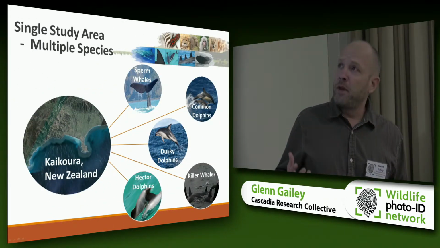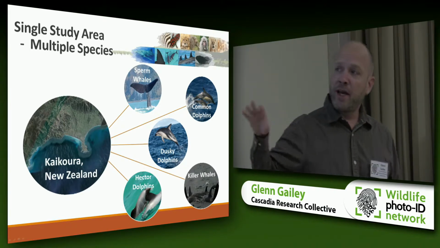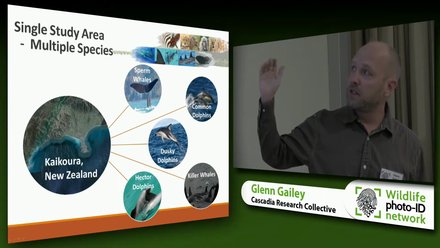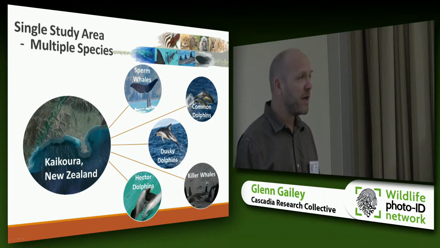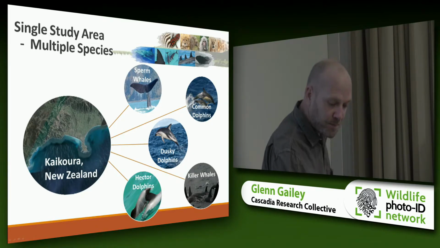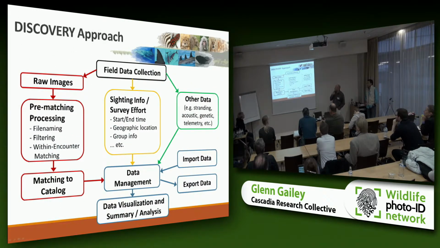But even with one single study area, for example in Kaikoura, I can go out in one day and identify 5 different species: sperm whales, dusky dolphins, common dolphins, killer whales, Hector's dolphins. This presents a huge management issue of how you deal with the data with multiple species in one single area. So that was our approach with Discovery.